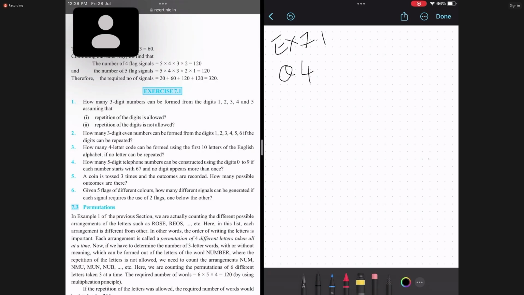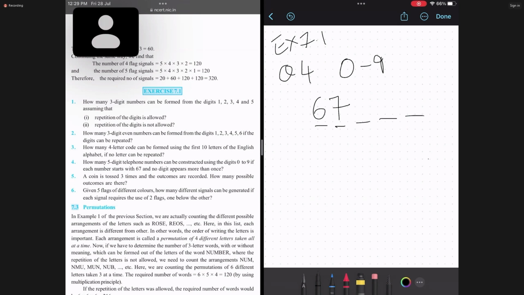We have been asked how many 5-digit telephone numbers can be constructed using the digits 0 to 9 if each number starts with 67 and no digit appears more than once. Okay, so this is interesting now. We have been asked to generate a 5-digit telephone number, but the first 2 digits have already been specified to us: the number that we are going to generate always starts with 67. So the places that we have left to fill are 3 that are remaining right now, correct?